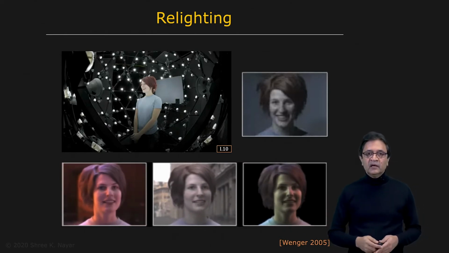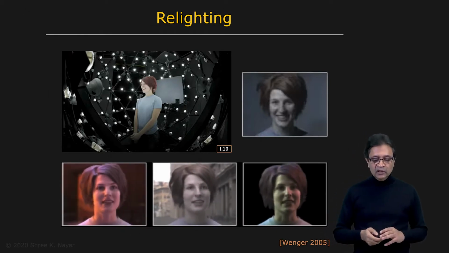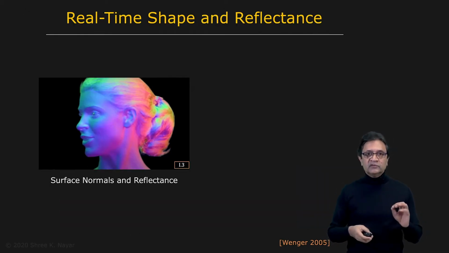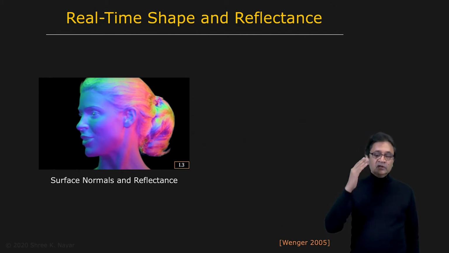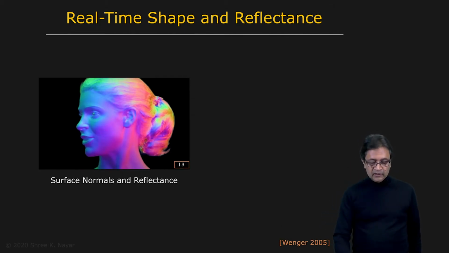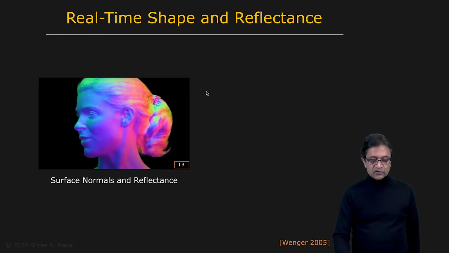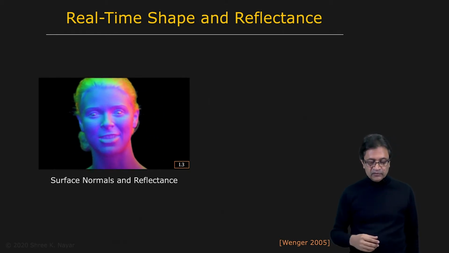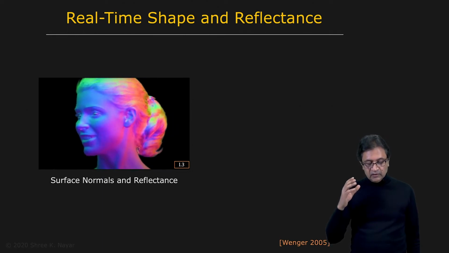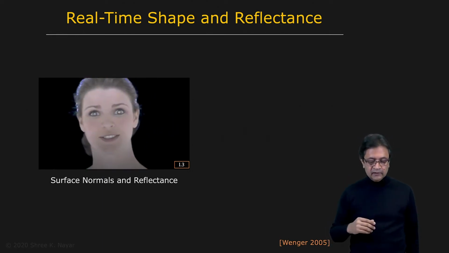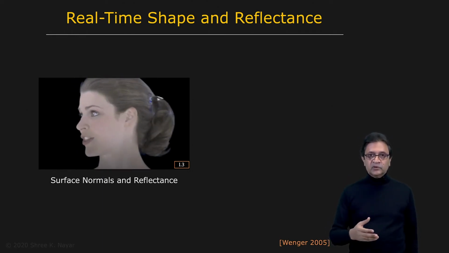Now, since you have all of this information, you can of course also compute the surface normal at each point for each so-called frame. And so that's what's being shown right here. You have a person, and the surface normal is color-coded as before, using red, blue, and green. And here you see the reflectance properties being computed as well, in particular, the diffuse albedo.